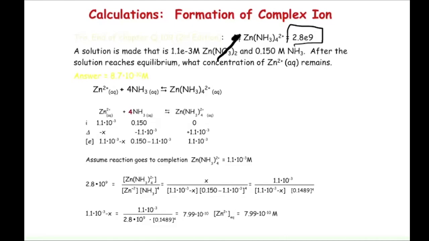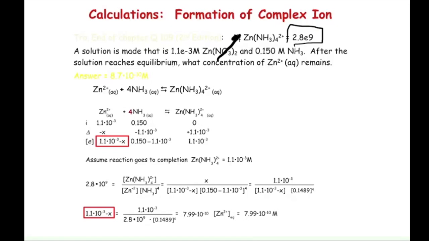So you put 1.1 times 10 to the minus 3 molar zinc nitrate, you're going to get 1.1 times 10 to the minus 3 zinc ions. Why? Because nitrate salts are soluble. And you've got 0.150 molar ammonia. After the solution reaches equilibrium, what is the zinc equilibrium concentration? It's not going to be zero, but it'll be very, very small.